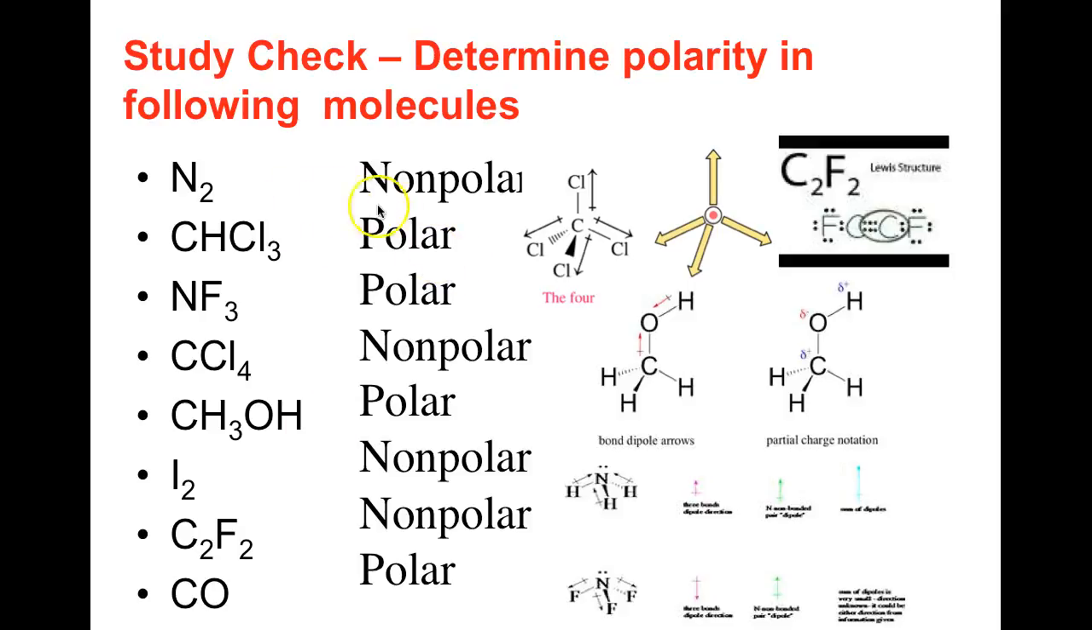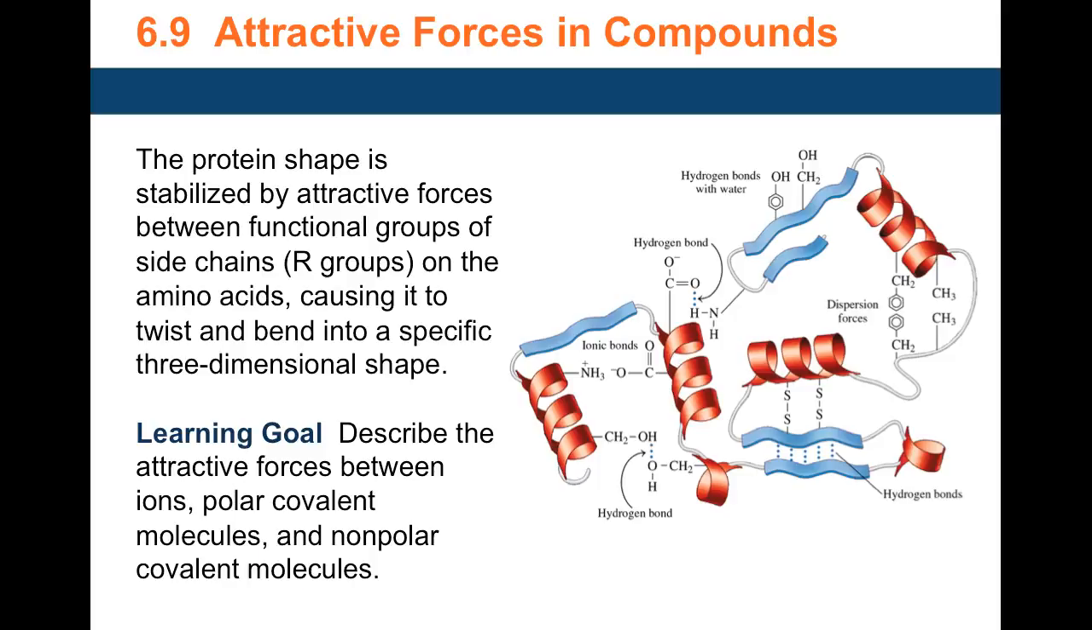All right, so N2 nonpolar, CHCl3 chloroform polar, NF3 is polar, CCl4 nonpolar, methanol, CH3OH polar, I2 nonpolar, C2F2 is nonpolar, and then CO is polar. All right, the last section is the attractive forces in compounds.